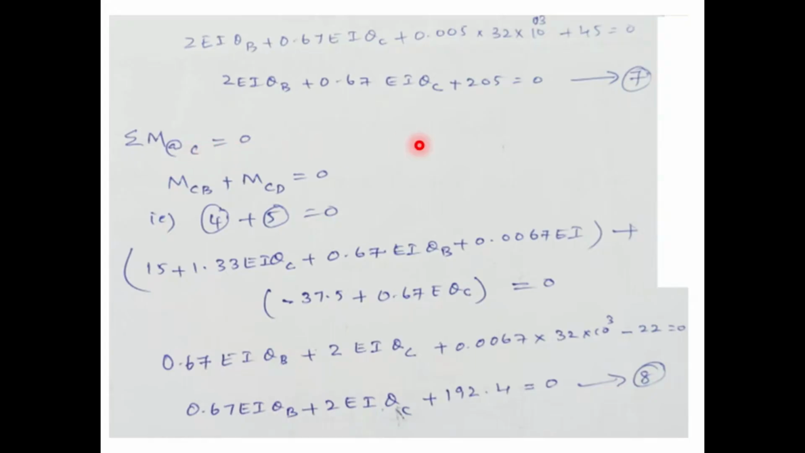Now, the next equilibrium equation is the summation of moment at junction C equal to 0. Junction C consists of the CB and CD members. Here is your C point, and here we have CB and CD. So junction C consists of CB and CD. By using this, we can apply the equilibrium equation.